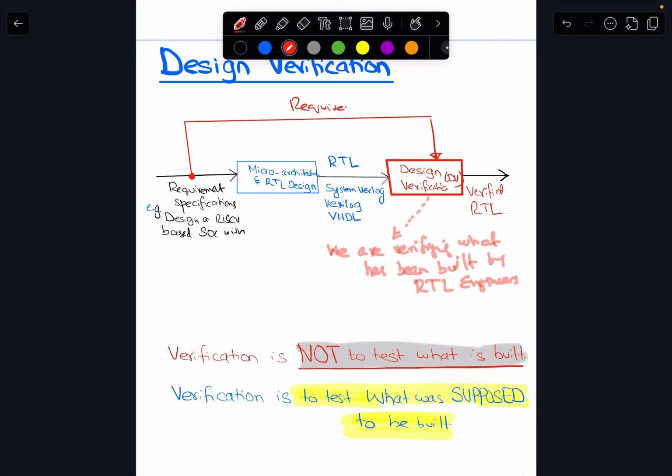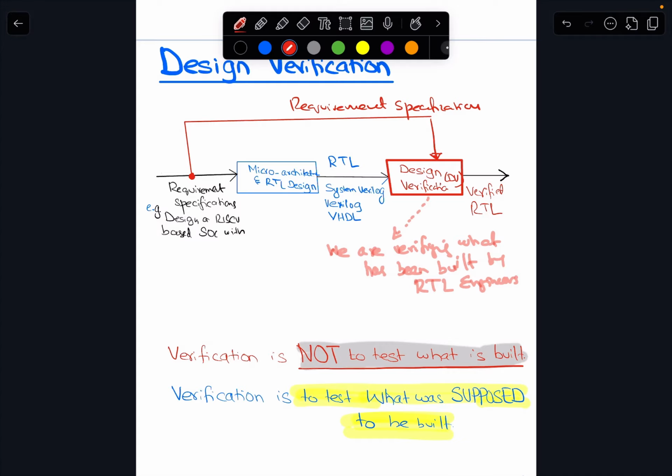So this requirement specification document is the first input. It is given to the RTL people as well as the design verification team. I should take this requirement specification and start preparing the verification environment, what are the test cases that need to be tested, without waiting for the RTL.